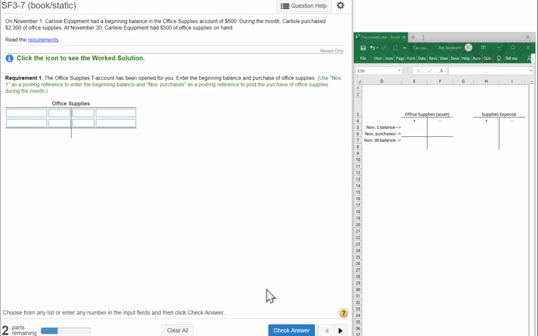Short exercise 3-7, we're going to be adjusting for supplies used. On November 1st, Carlisle Equipment had a beginning balance in the office supplies account of $600. During the month, Carlisle purchased $2,300 of office supplies. At the end of the month, they had $500 of office supplies on hand. So our job is to figure out how much were used and then to create the adjusting entry to show how much was used and to update our office supplies account.